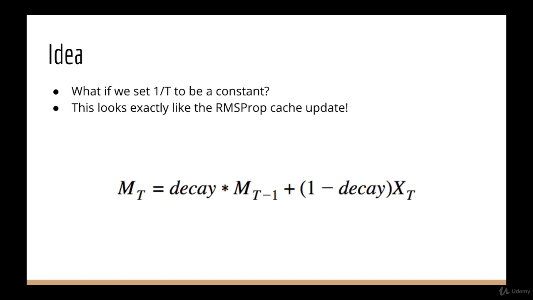Now we see that there is this 1 over t term. Well, it's reasonable to ask, what if we set this 1 over t term to be constant? Now we get back what looks precisely like the cache update from RMSprop.